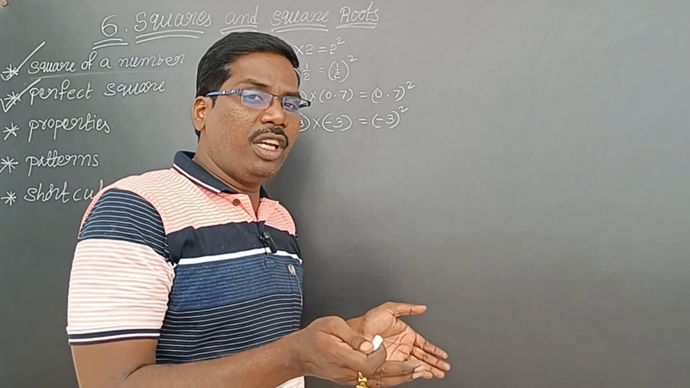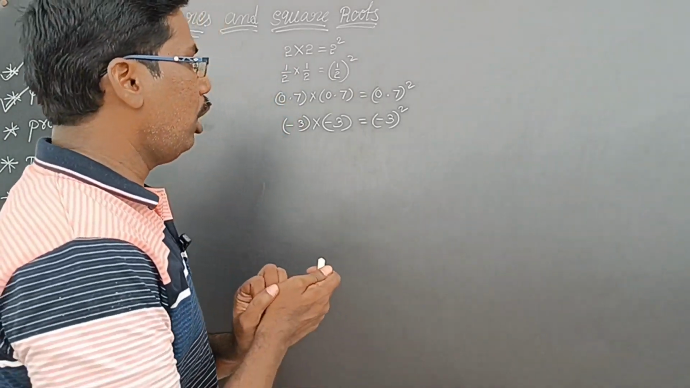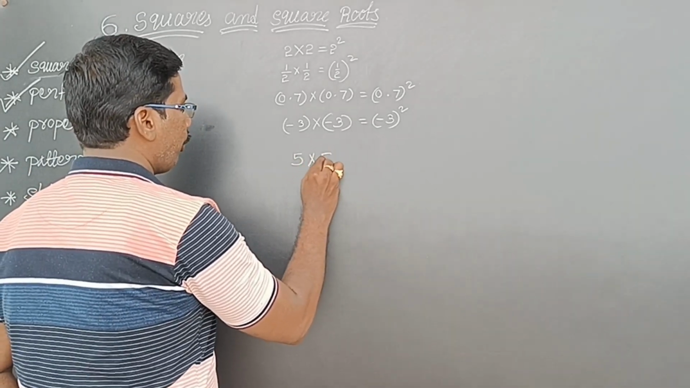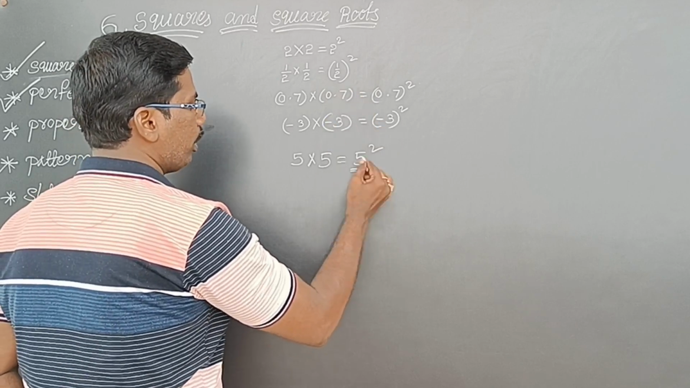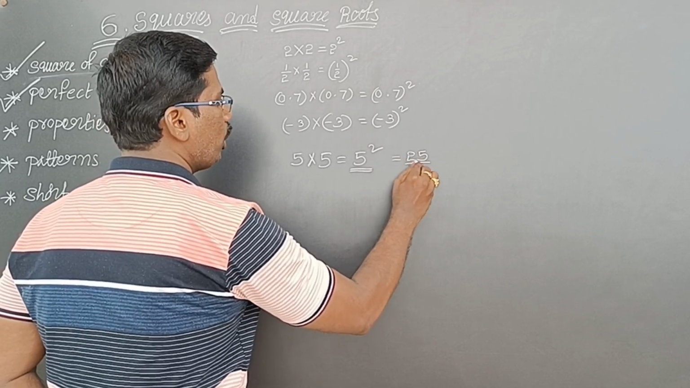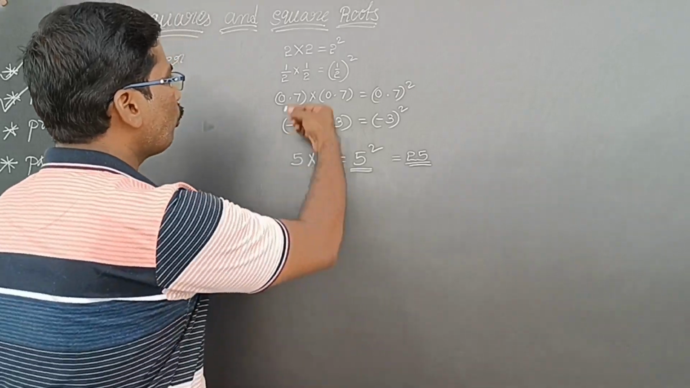A natural number which is multiplied with itself is called a perfect square. Let us see. 5 into 5 is 5 square. What answer are we getting? 25. This 25 is called a perfect square. What we get are the squares of numbers.